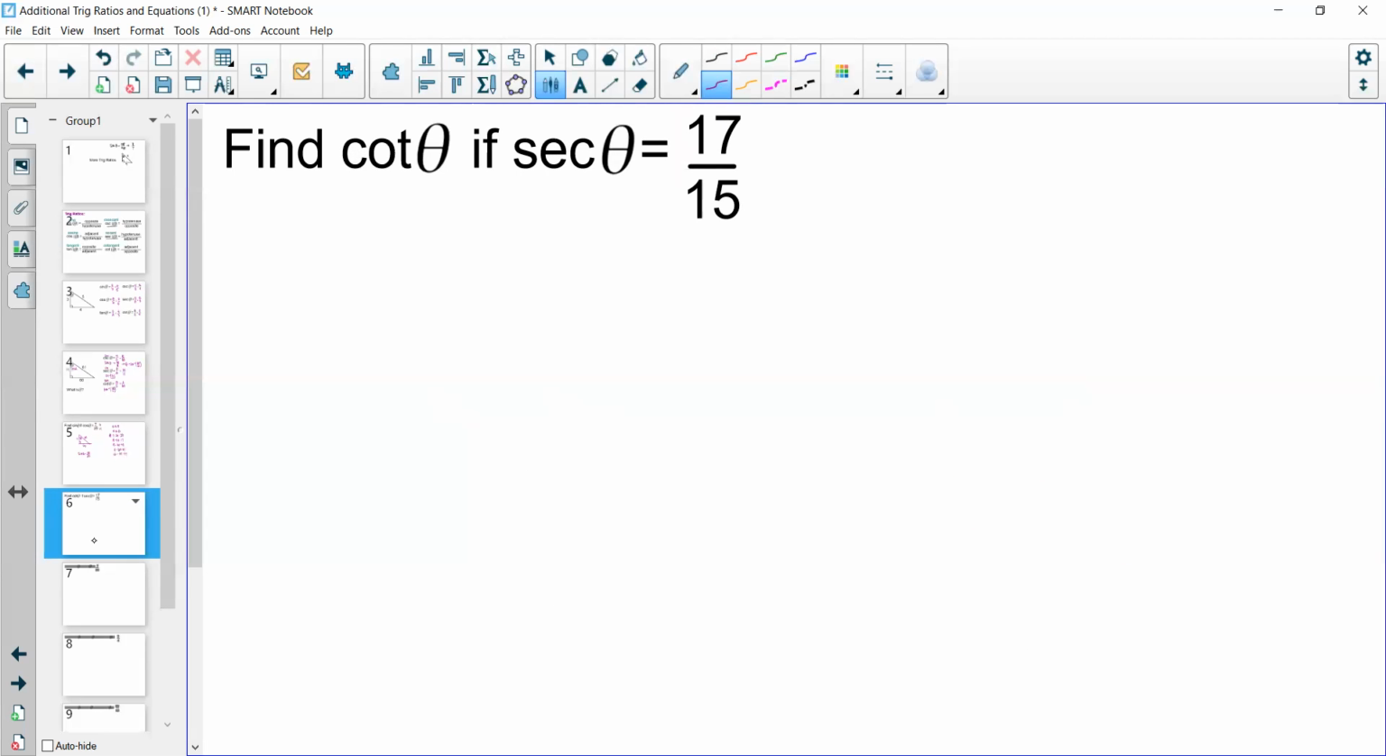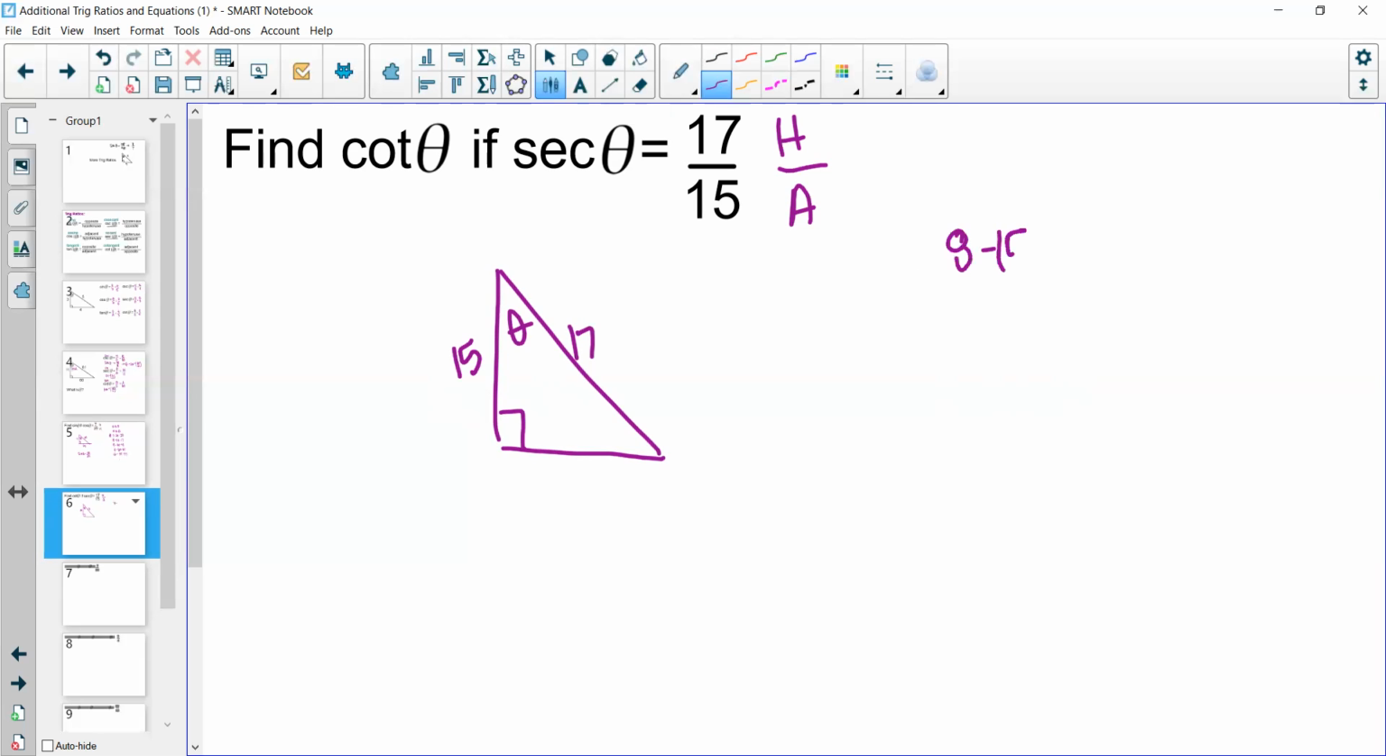So now we want to find the cotangent if the secant of theta is 17 over 15. Okay, so secant, remember, secant goes with cosine. So this is going to be the hypotenuse over the adjacent. So here's our triangle. Here's theta. My adjacent is 15. My hypotenuse is 17. And a leg of 15 and a hypotenuse of 17 is actually called an 8, 15, 17 special right triangle. So if we want to find the cotangent of theta, remember cotangent is the opposite of tangent. So if tangent is opposite over adjacent, this is going to be adjacent over opposite, meaning that the cotangent of theta is going to be 15 over 8.